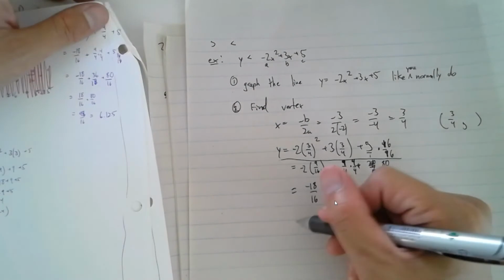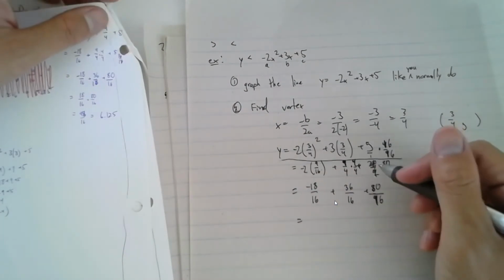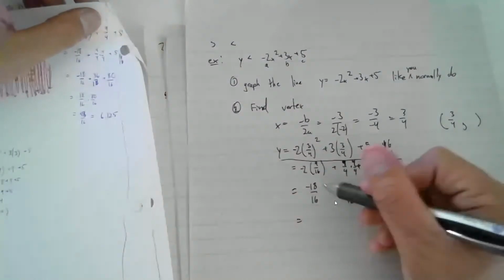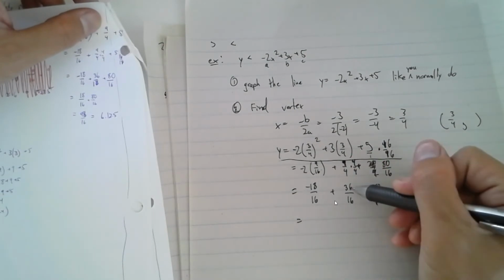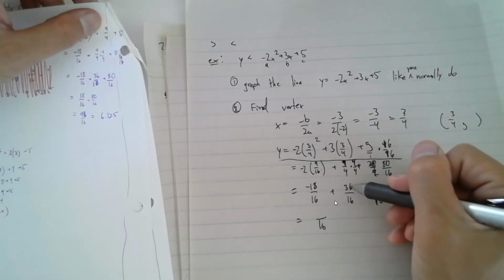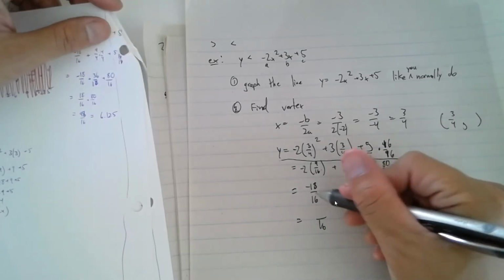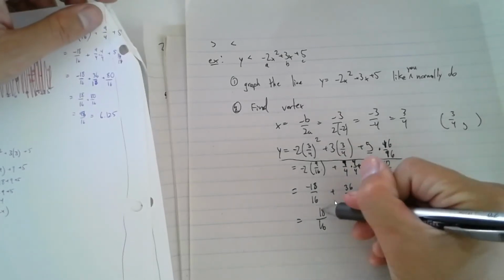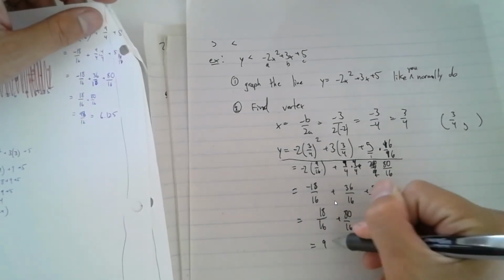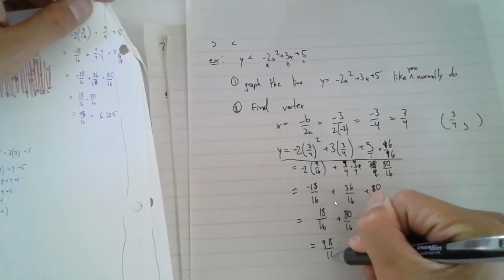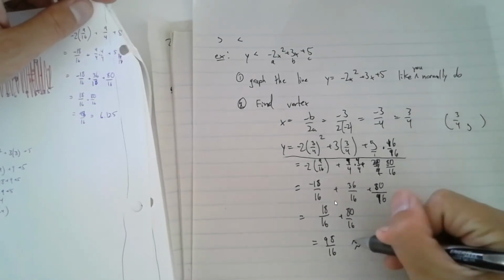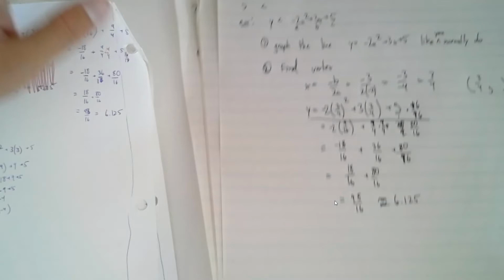So let's add all this together. Actually, I understand that negative 18 plus 36 over 16, they're going to have the same denominator. 18 I know is already half of 36, so that's just kind of quick math. So if I added the negative 18 to this, I would get positive 18 left, plus 80 over 16. That gives me 98 over 16. If you actually plug this into your calculator, you get 6.125.